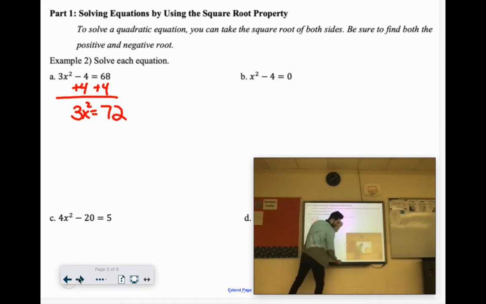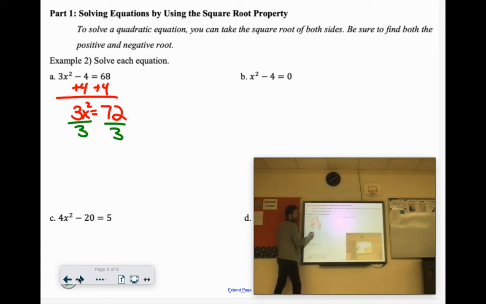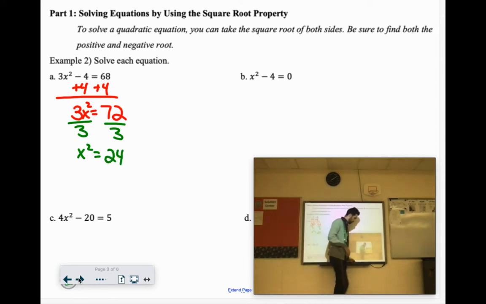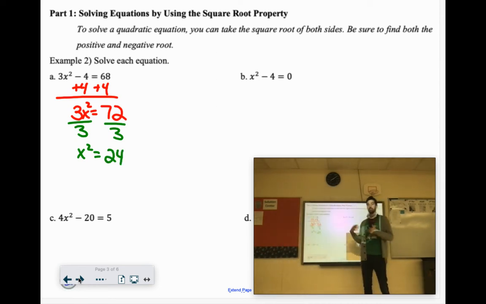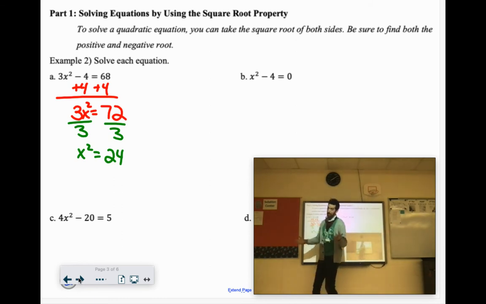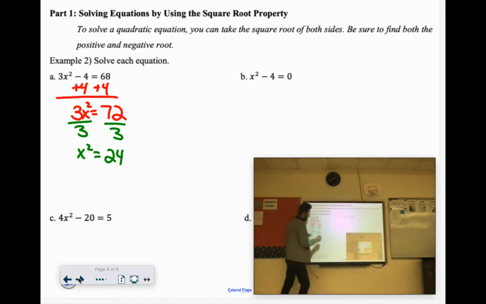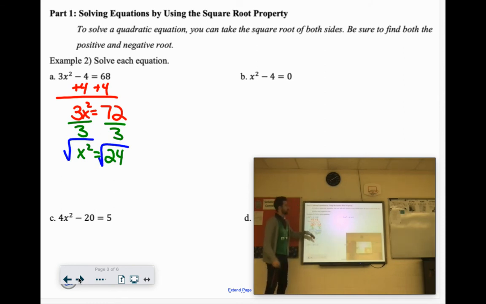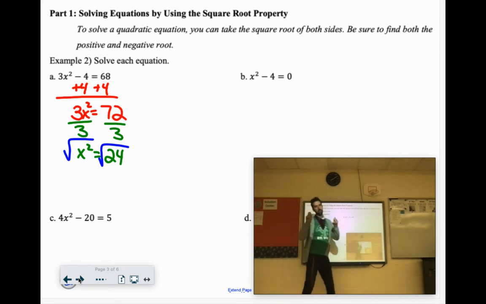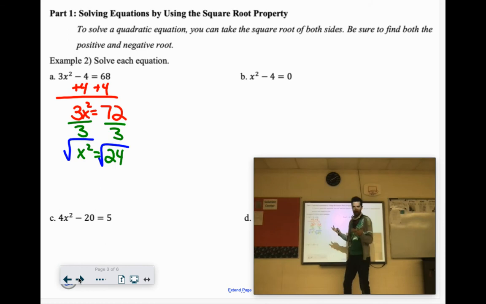And then you get rid of the 3 by dividing it. 72 divided by 3 is 24. And that's x squared. We don't want x squared, we just want regular x. So the inverse operation for squaring is square rooting. 24, we're not going to go with the decimal 4 point blah, blah, blah. We're going to go with what's called an exact value, which is a simplified radical version.